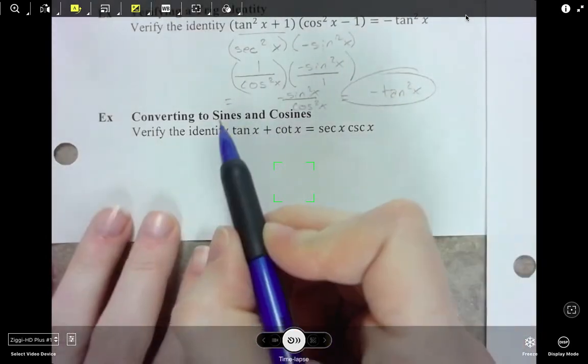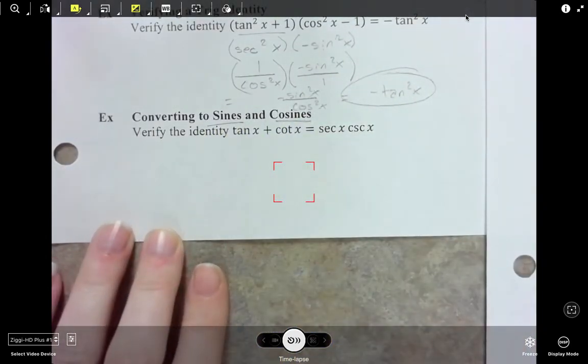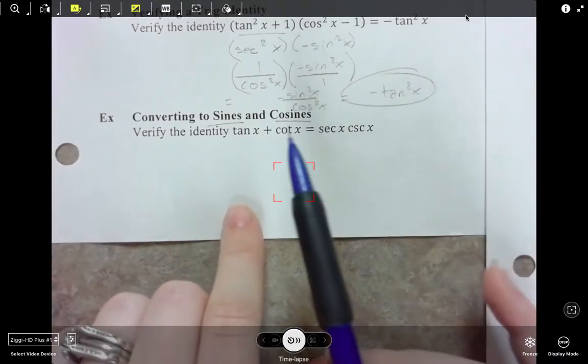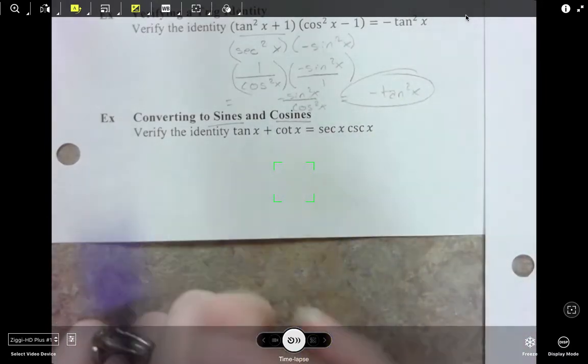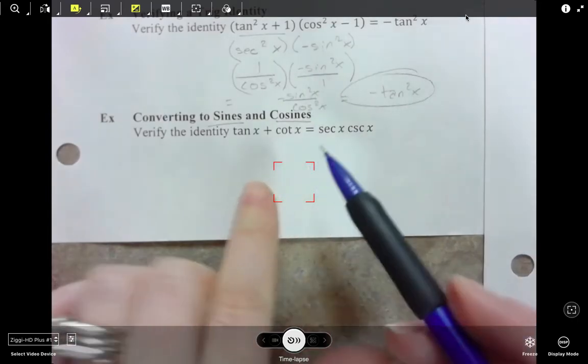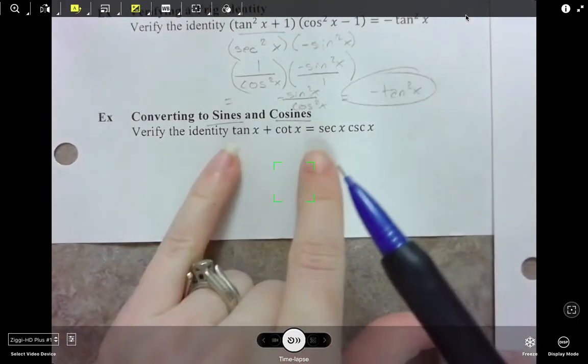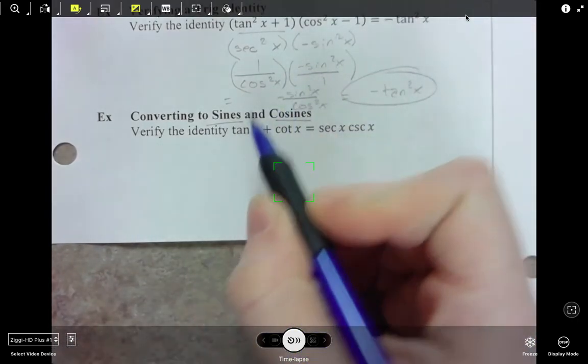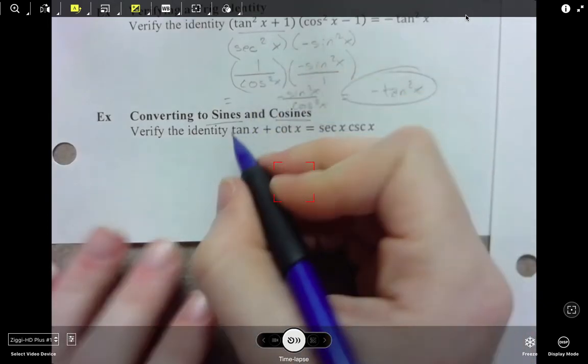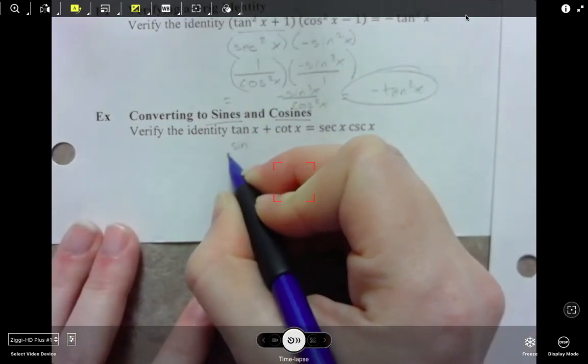Okay, next one, converting to sines and cosines. So this one, they want us to take everything and reduce it down to sines and cosines. I don't know which side is uglier. Let's just go ahead and work with the left side. So tangent is sine over cosine.